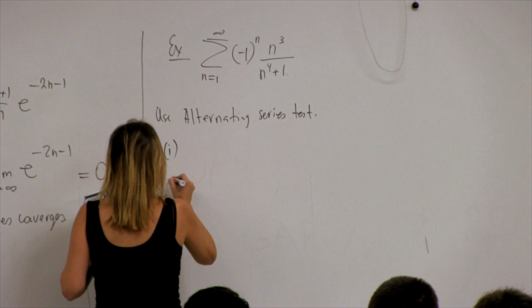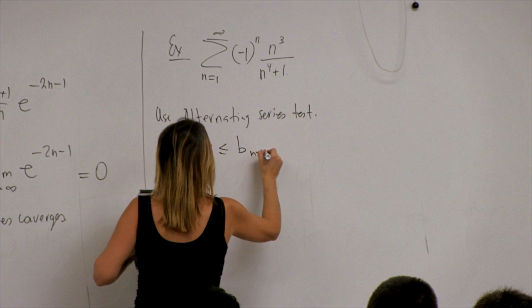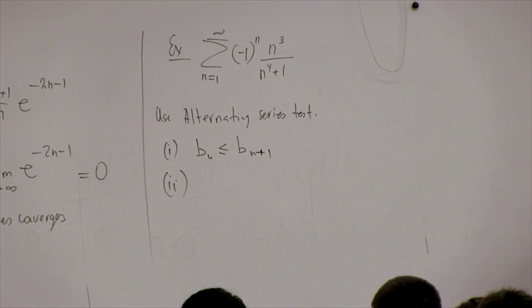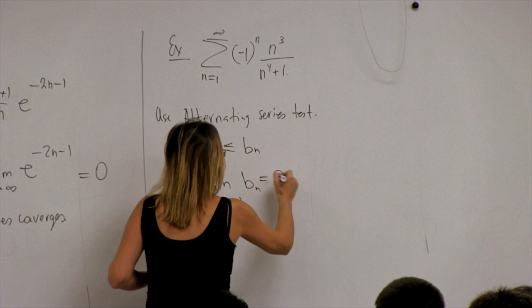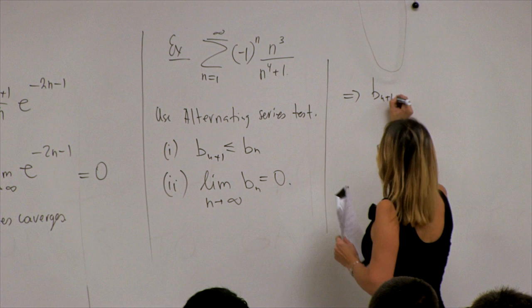It requires two things: b_n less or equal to b_(n+1). No, the other way. That would be growing. I want them to decay. And I want the limit of b_n to be 0. So what's b_(n+1)?